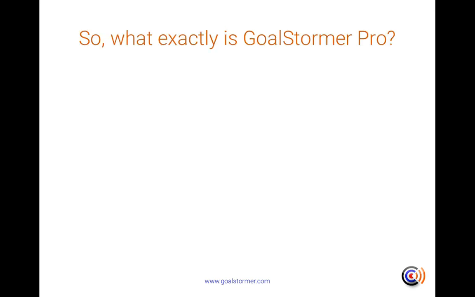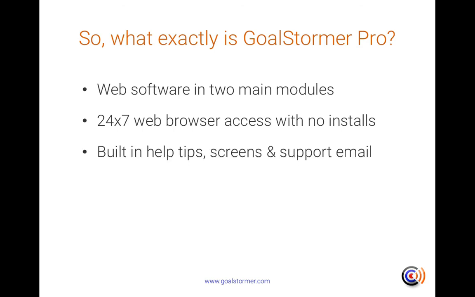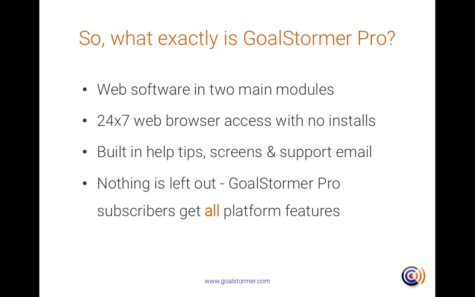So what exactly is GoalStormer Pro? It's web software in two main modules, the GoalStormer normal user interface and the Pro Hub designed for coaches and mentors. It's available all the time through your web browser, there's nothing to install or update. And it comes with built-in help tips and help screens and support email. And crucially, nothing's left out. GoalStormer Pro subscribers get all the platform features.